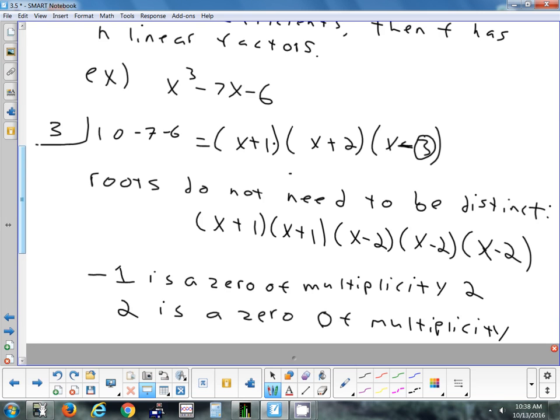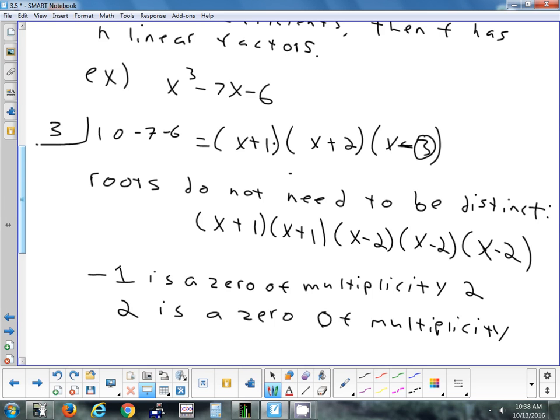Okay, so in this problem, I've just been saying to you the word repeated root. I haven't really been using a fancier term. The fancier term is to say multiplicity. So I can say that -1 is a root, or a 0, and it occurs twice. Okay, we say that it has a multiplicity of 2. 2 is a root that occurs 3 times. So we say 2 is a root of multiplicity 3.